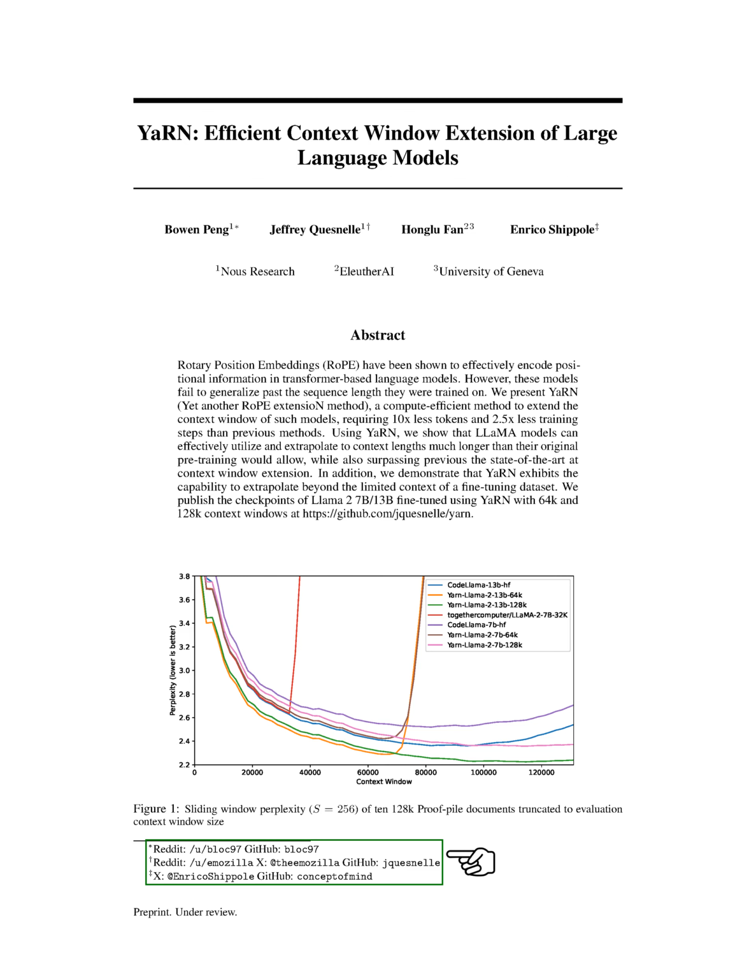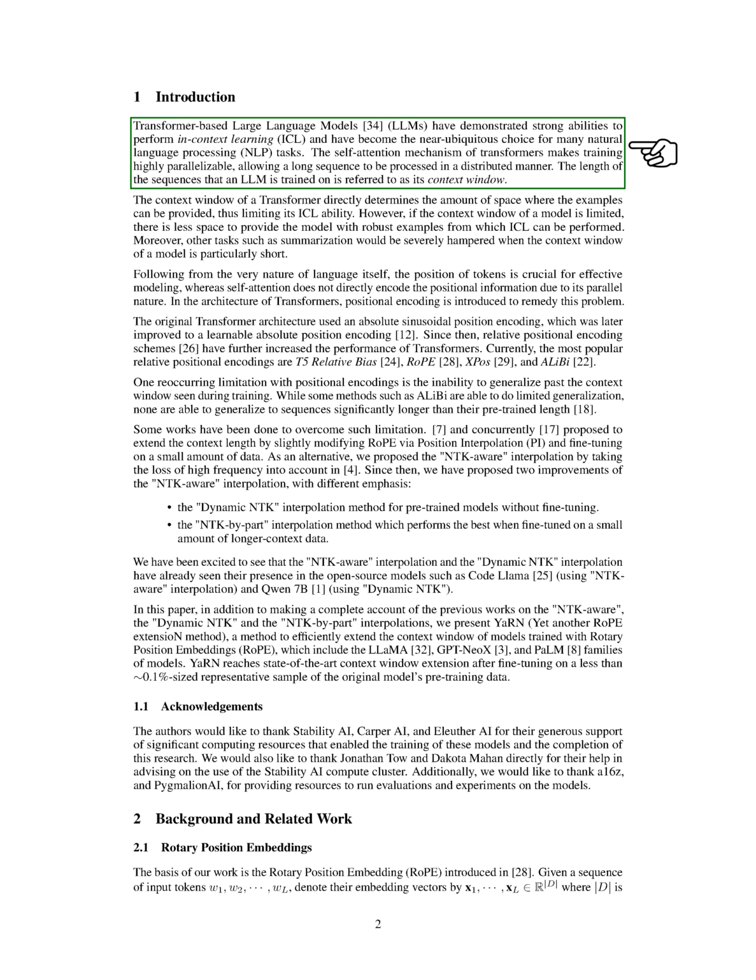Section 1 Introduction. We're here to talk about the power and potential of transformer-based large language models, or LLMs for short. These models have shown impressive capabilities in in-context learning, ICL, making them a popular choice for many tasks in the field of natural language processing, NLP. One of the key features of these models is their self-attention mechanism, which allows for efficient, parallel training.